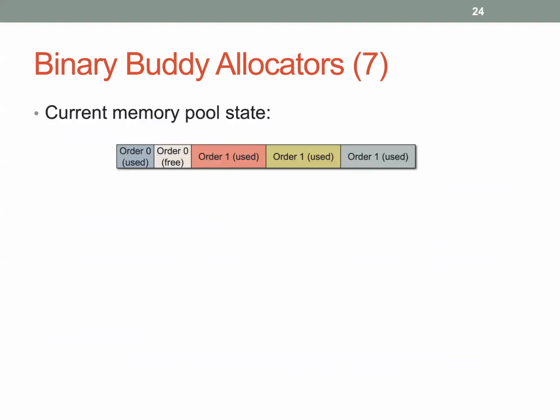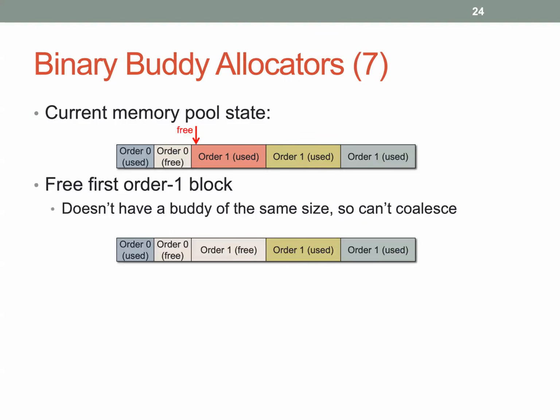Okay, so this is our memory pool state. Oh, look, we have one more allocation that came in. You can see the last order 1 block was also allocated. If we free the first order 1 block, you'll notice that if we look at its buddy, we end up looking right here in the buddy allocation pool, and it's not free and it's not the same size order. We can't coalesce.